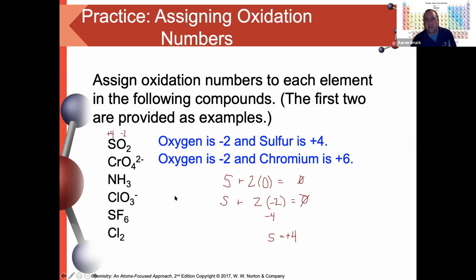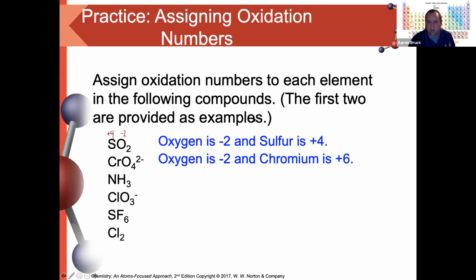Now, a common mistake that students make is assuming that this multiplication, the -2 times 2, or whatever the case may be, that total is the oxidation state of the element. So I get a lot of -4s in the case of oxygen for sulfur dioxide, and that's not the case. It's a total charge of -4 spread over two atoms. So -4 divided by 2 would be -2 for the oxygen.